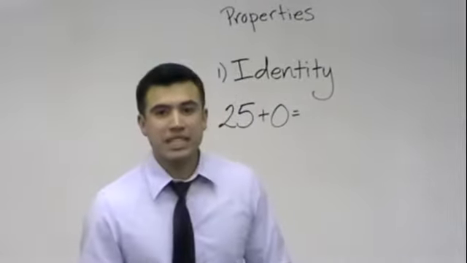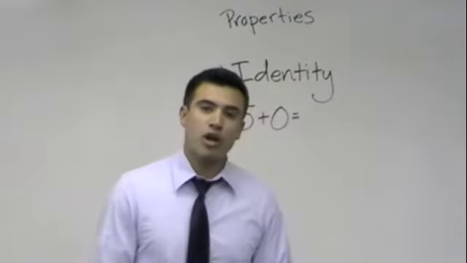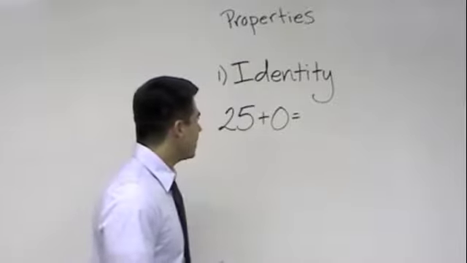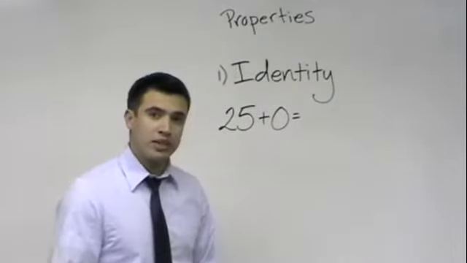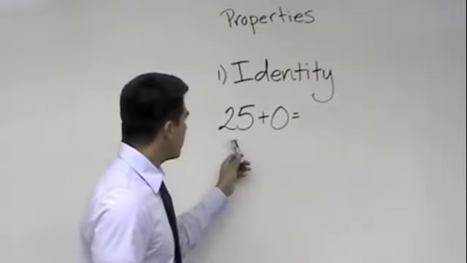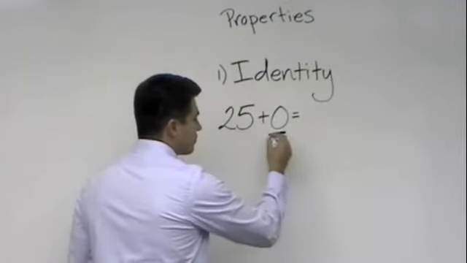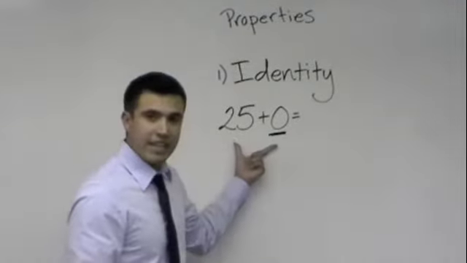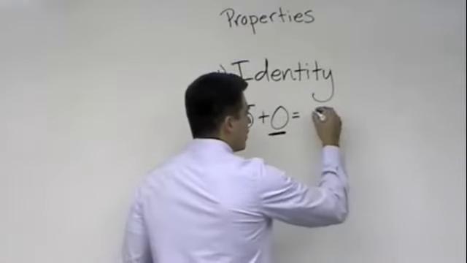Hey, now we're on to an easy one. Well, I like to consider it an easy one, and it's identity property. The reason why is because I can tell if it's identity if I see a 0 for addition, and what I'll show you later is a 1 for multiplication. So, when you see something like this, 25 plus 0, the thing that's going to stand out to you is the 0. So, once you see that, the answer is whatever 25 plus 0 is, and that's 25.